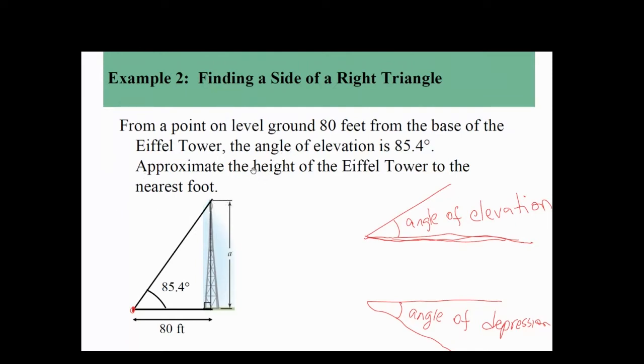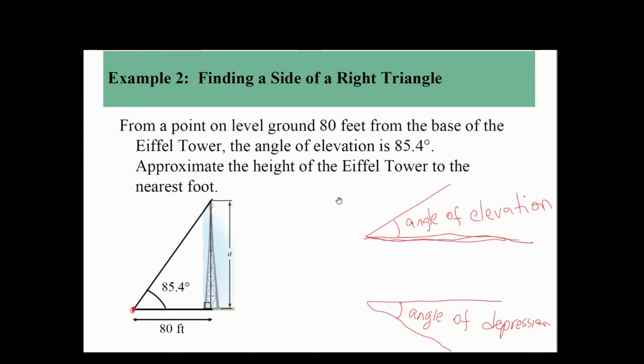We want to approximate the height of the Eiffel Tower to the nearest foot. So this side of the triangle, this is a right triangle. So usually in applications, you don't have to find all the missing values, just the ones that the problem is asking you to find. So in this case, it's this side A. So how do we find A? What trigonometric function can we use to find A?